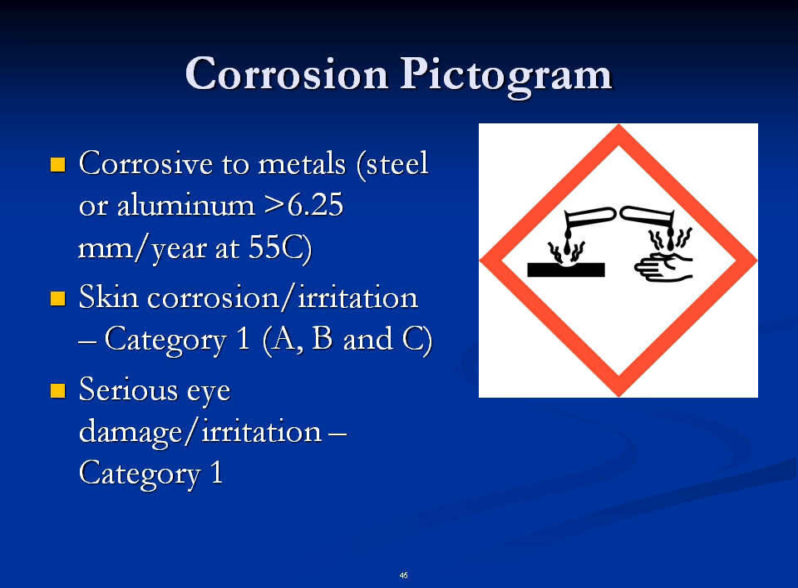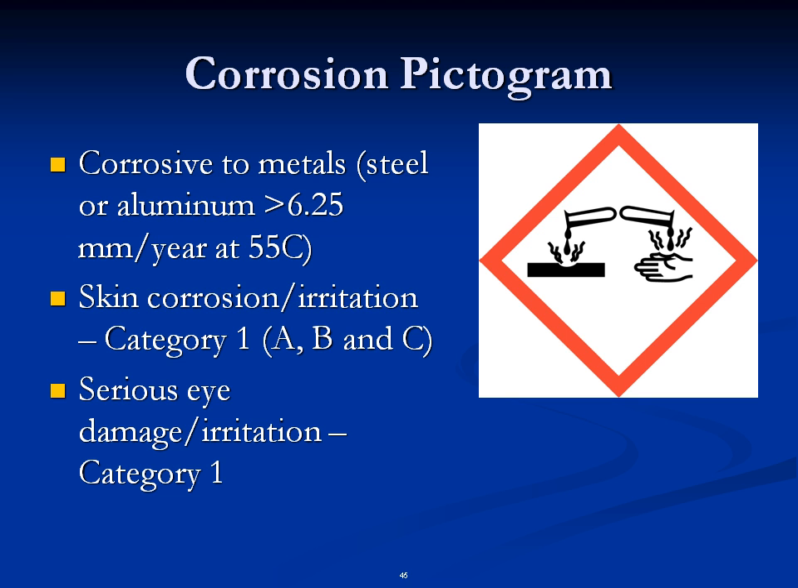Skin corrosives, obviously, category, not irritants, even though that's just the name of the hazard class, but skin corrosives, those in category 1, A, B, and C, which are equivalent to packing group 1, 2, and 3 of Class 8 skin corrosives in the transport regs. Those would get the corrosive symbol, and also serious eye damage in category 1.